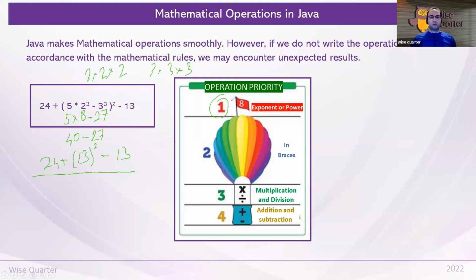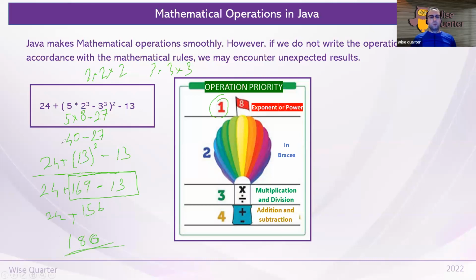When I check this list, it says first powers. Okay. 13 × 13, it is 169, if I remember correctly. If I do some miscalculation, please warn me. So 24 plus minus 13. Let's do the calculation. It doesn't matter where you start because they are in the same class, plus and minus. So let's do the math. When I do this part, it will be 156, 24 plus, it will be 180. I think this should be the result. It seems so.